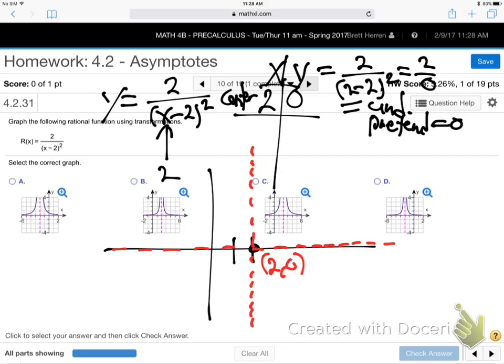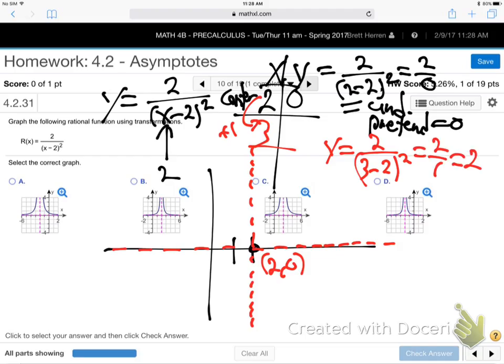Makes sense? All right, now what do we do to find the other? We add 1, put in 3. What are we going to get? y equals 2 over (3 minus 2) squared, 2 over 1, 2. Right, so we always just add 1 to whatever our first x value was. Whatever your first x value was, 2 in this case, add 1, get 3, plug it in. So over 3, up 2, boom, there it is. Over 3, up 2. Okay.